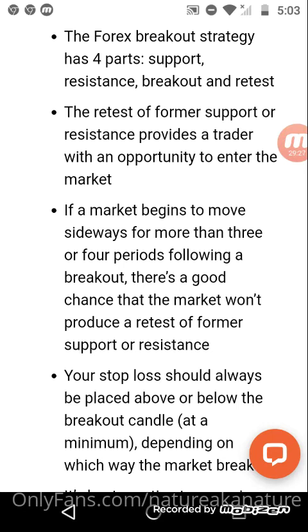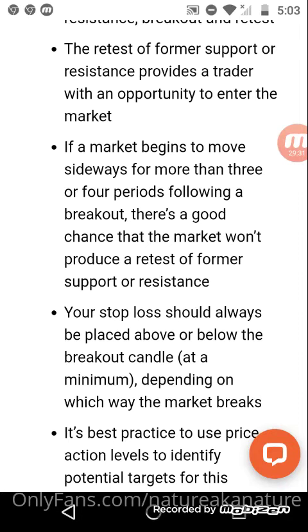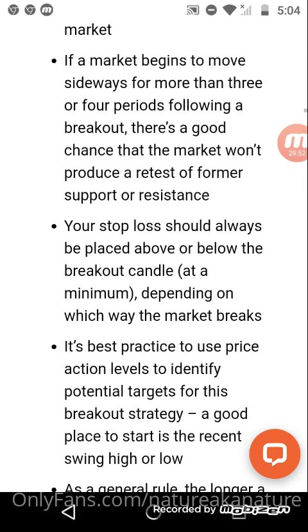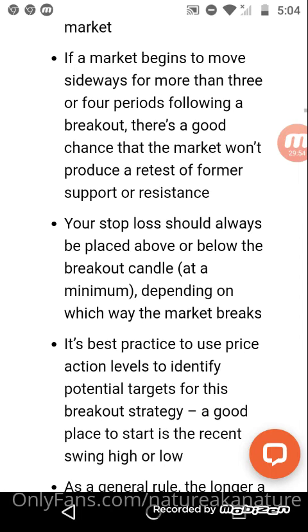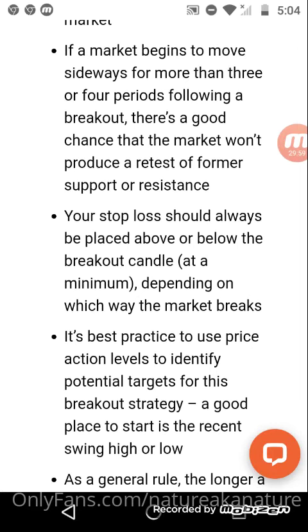But remember, your stop loss should always be placed above or below that breakout candle. If it breaks out above, then your stop loss is going to be placed below. If it breaks out below, then your stop loss is going to be placed above, depending on which way the market breaks. It's best practice to use price action levels to identify potential targets for this breakout strategy.